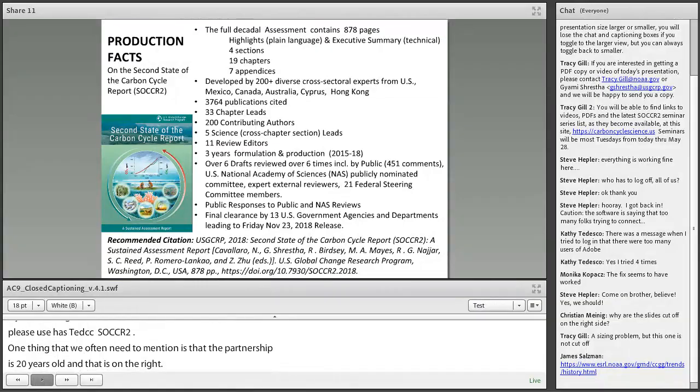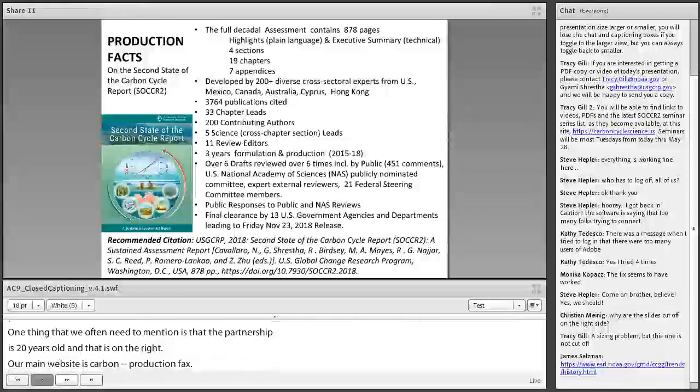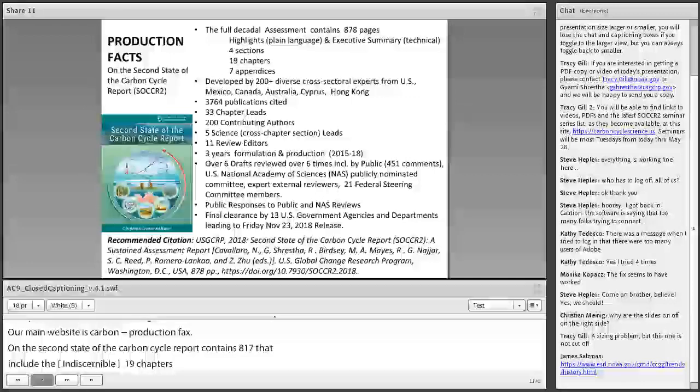Production facts. SOCCR2, the second state of the carbon cycle science report, contains 878 pages that include a preface, a 4-page plain language highlights, a technical executive summary, 4 sections encompassing 19 chapters, followed by 7 appendices. This was developed by over 200 diverse cross-sectoral experts from the United States, Mexico, Canada, Australia, Cyprus, and Hong Kong. We cited over 3,764 publications, going through them and assessing the science that is represented in the report.